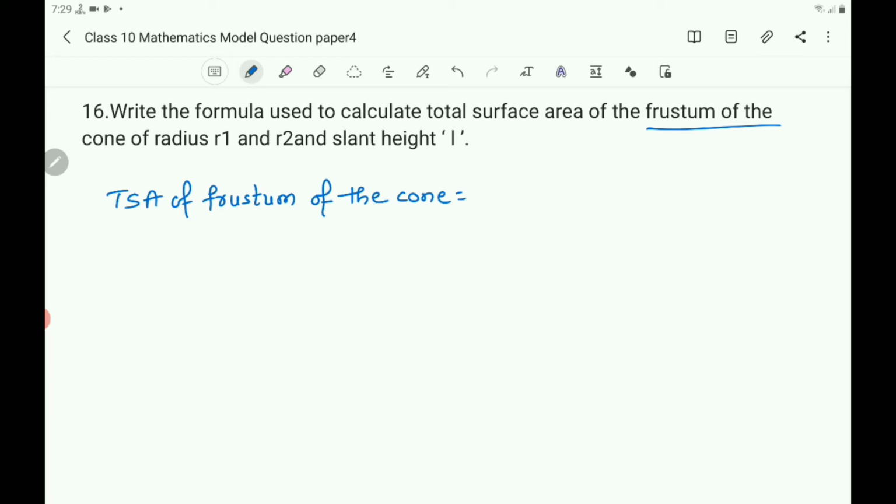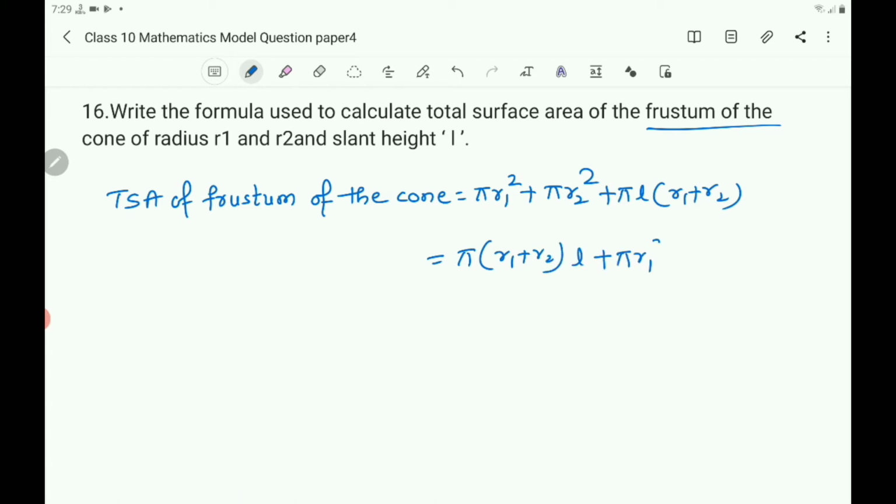That is the area of the two bases, pi r1 square plus pi r2 square, plus pi into L into r1 plus r2. That also you can write as pi into r1 plus r2 into L plus pi r1 square plus pi r2 square. That is the total surface area of the frustum of the cone of radii r1, r2 and slant height L.